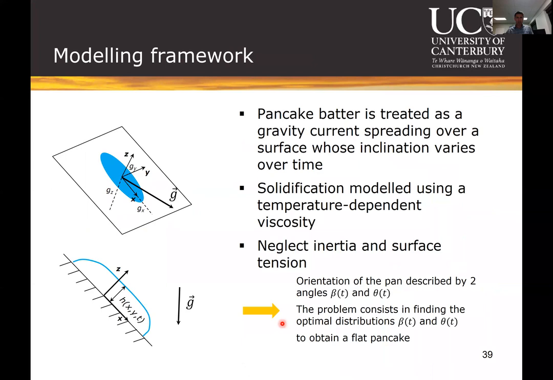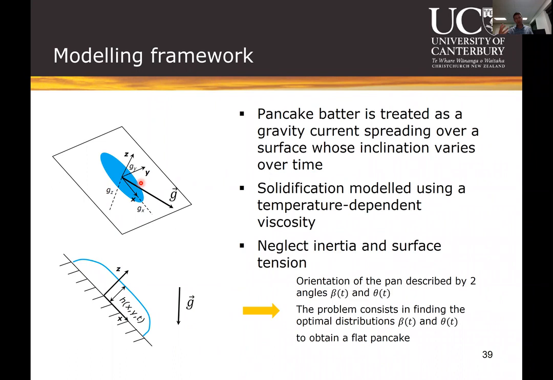Okay, let me talk a little bit now about the modeling framework and how we went about modeling the batter spreading on the pan. So you could do one of two things. You could just have your liquid on the surface and try to rotate your surface in order to see what happens.